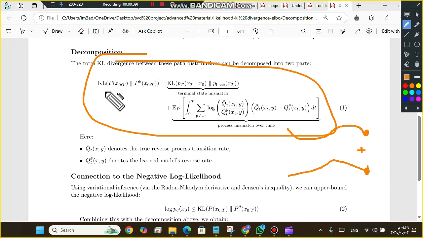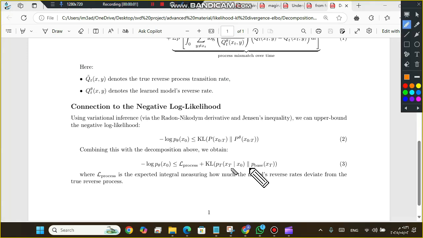We said that the divergence between the two paths will equal the divergence between the vectors at time t, which is the final point, between the forward diffusion and the backward diffusion by the model, right? Plus the divergence between the two processes, which we will see will equal this formula over here. All right, so we have reached this inequality over here.